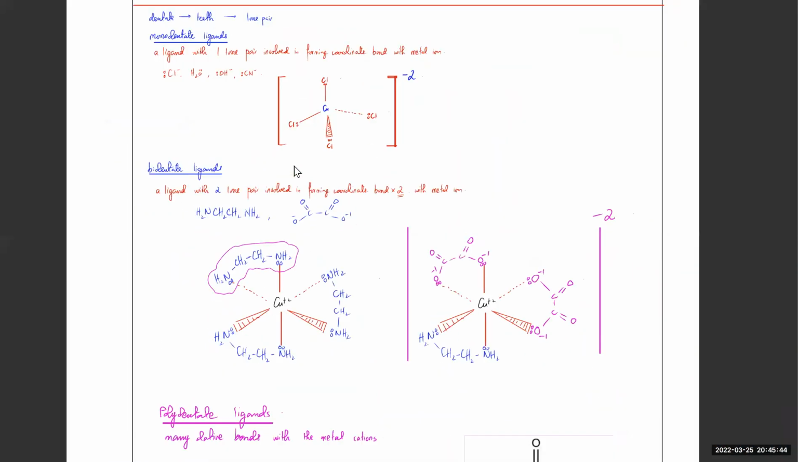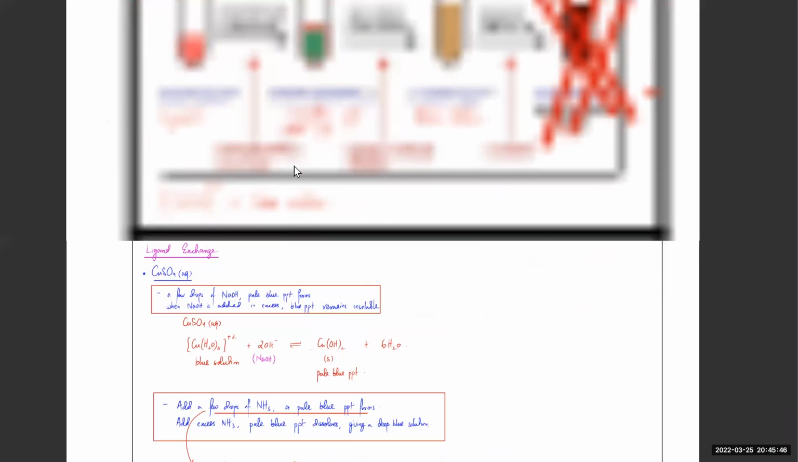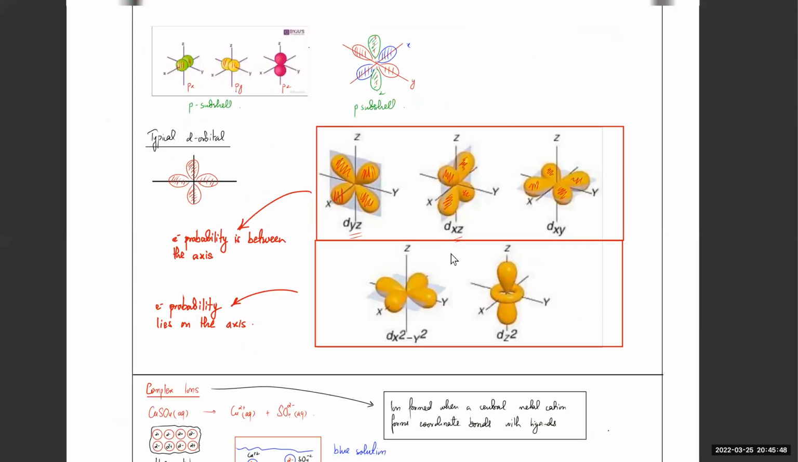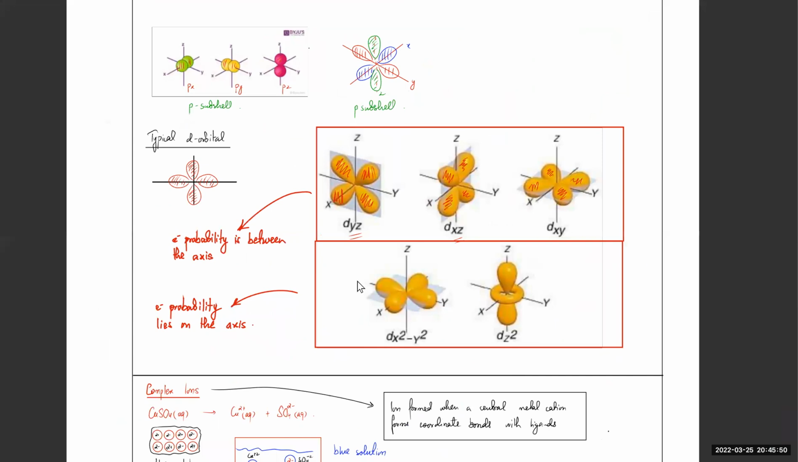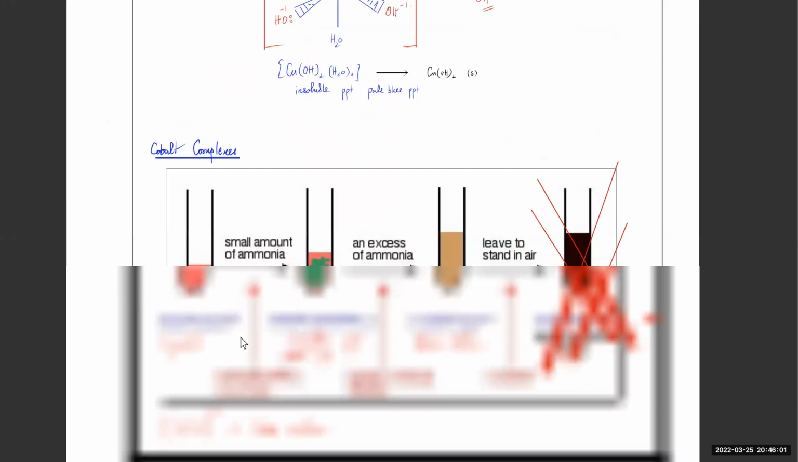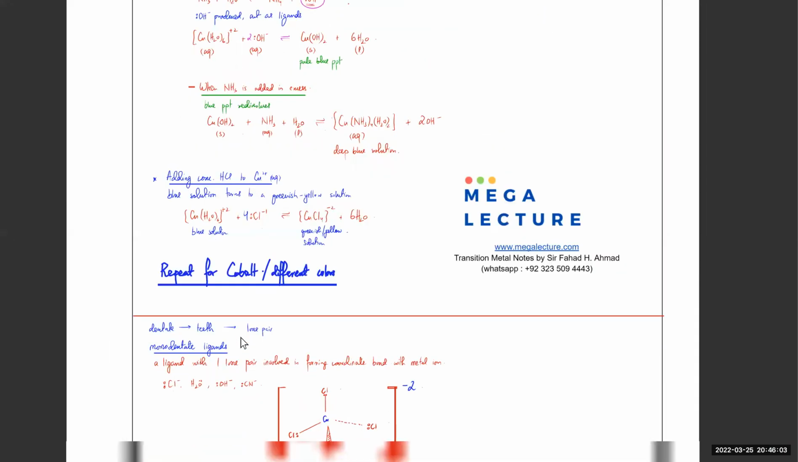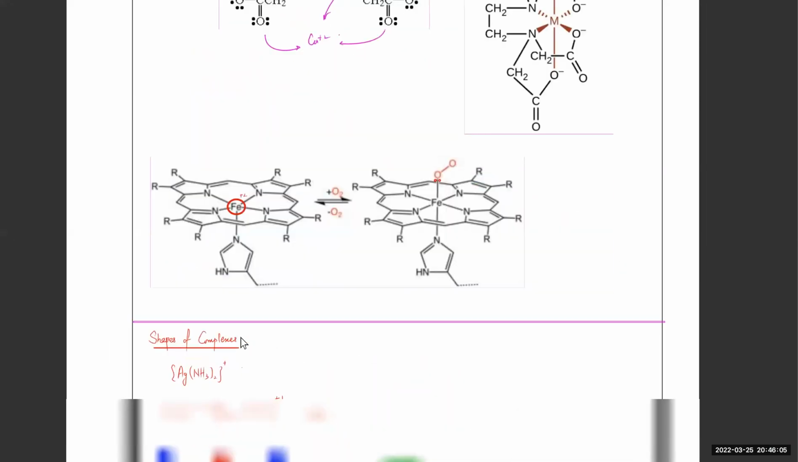So I'll just give you a brief overview of all of this. Remember, where's the 3D subshell? So remember, there are 5 different types of D subshells. 3 of them, the electron density lies between the axes. 2 of them, the electron density lies exactly on the axis. So when complexes are formed, where's the color thing?